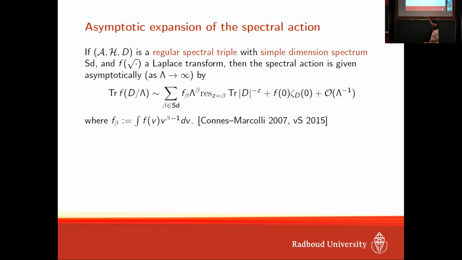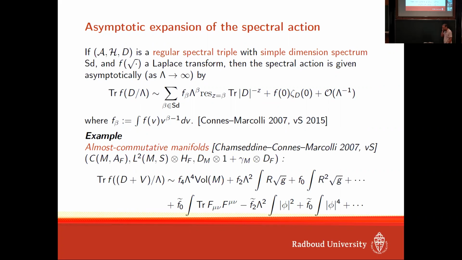What you find is that there are these expansions of traces of D to the minus z. So these are like zeta functions. And I take residues at these poles. That's my dimension spectrum. And there's this single scale invariant part where I evaluate at 0. So that's the zeta of D. It's just a trace of D to the minus z, extended to the complex plane, and then evaluated at 0. And f at 0 is just the function that I looked at the beginning.